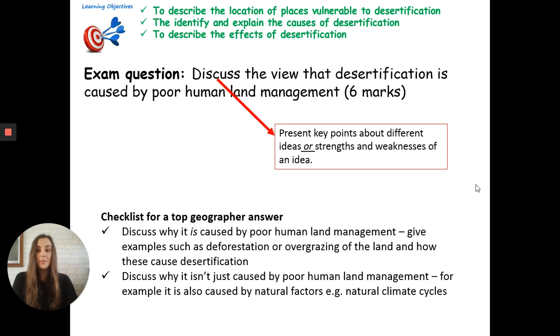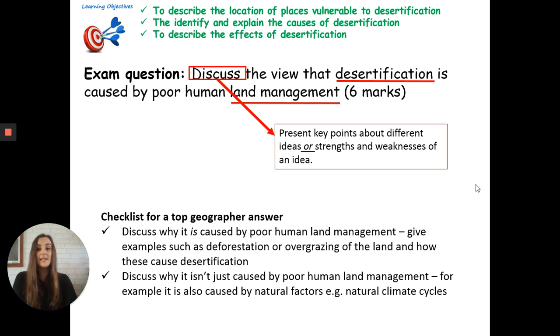Okay, so we're going to bring it together and have a look at an exam question that could come up in this scenario of desertification. I've picked a bit of a different one to last time: discuss the view that desertification is caused by poor human land management, typically worth 6 marks. As always, we need to bug the question. We underline the geography, so that's desertification, land management. We box the command word, which is discuss.